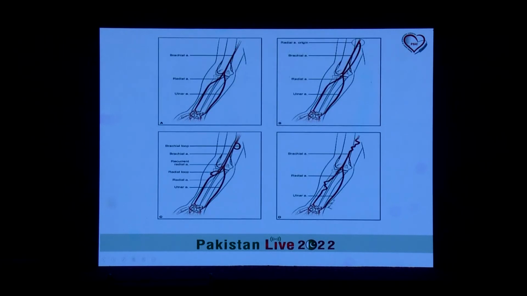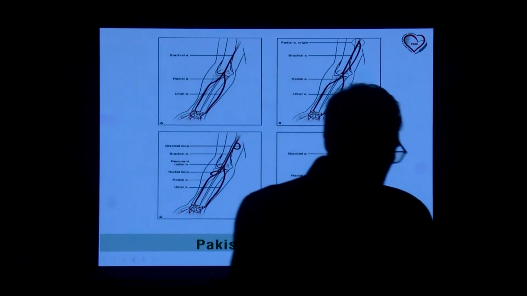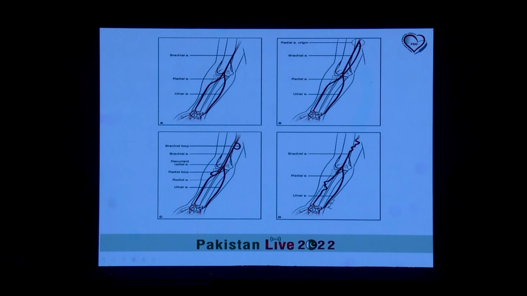Now coming to the radial artery. There are 4 variations. Most common is A, could be B, high bifurcation of the brachial artery. Rarely it's C with a loop, and very tortuous. And we can get spasmodic, which is D.